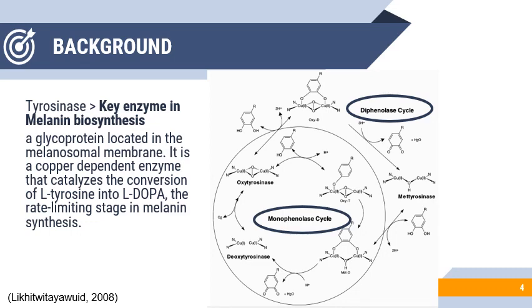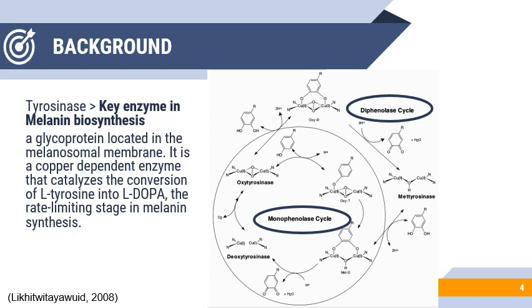From the melanogenesis, tyrosinase is the key enzyme in melanin biosynthesis. Tyrosinase, also known as polyphenol oxidase or PPO, is a multifunctional copper-containing enzyme widely distributed in nature, including bacteria, fungi, higher plants, and animals. And tyrosinase is a glycoprotein that is located in the melanosomal membrane.